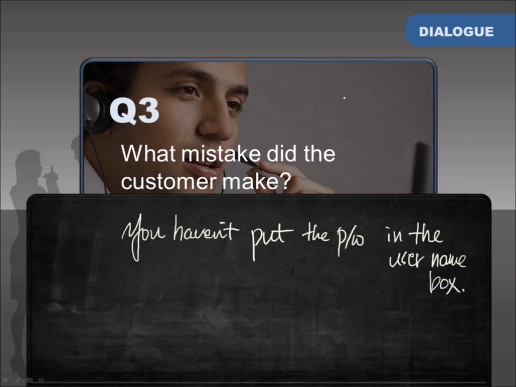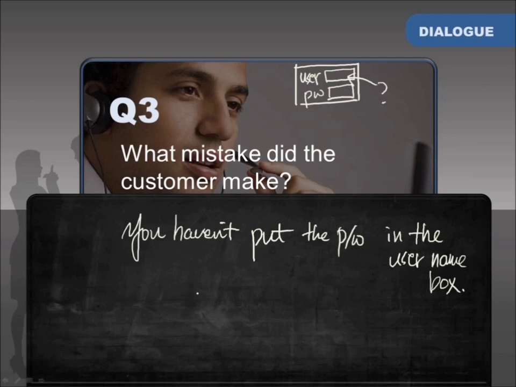If you think about a website, there's a login window like this, and there's a username, or we call it an ID name here. So this is your username box and password box here. So Rajiv is checking if the customer hasn't put the password in the username box here.